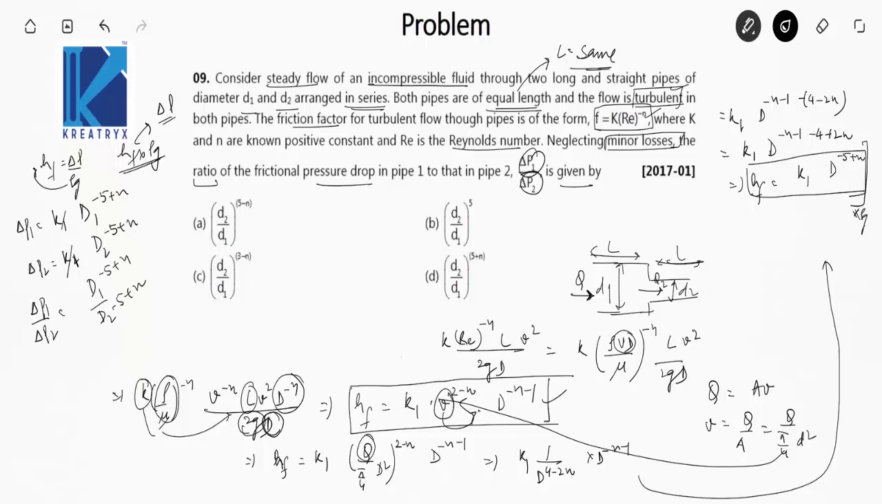Check the options. Here the option is D2 by D1 raised to power 5 minus n, and we are getting D1 by D2 raised to power minus 5 plus n. So let's interchange this. This is equal to D2 by D1 raised to power 5 minus n. So this will be our answer, option A. Okay, thank you.